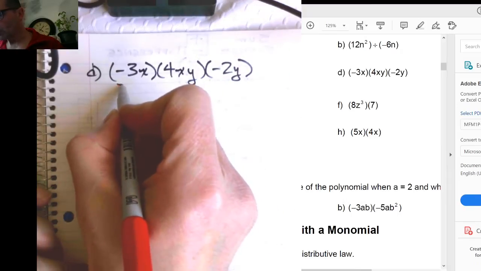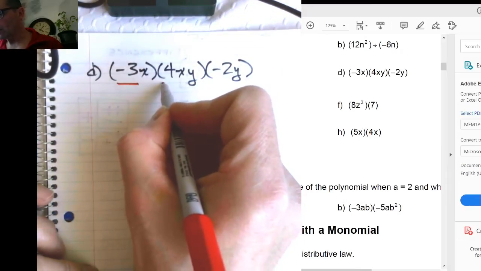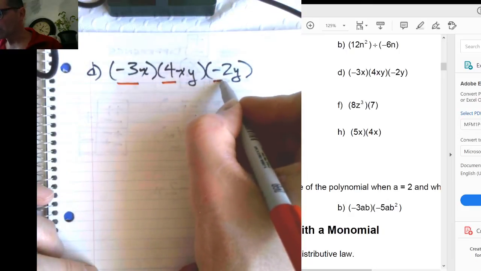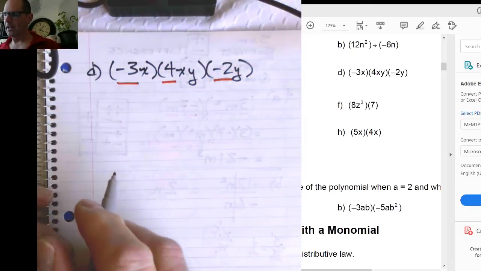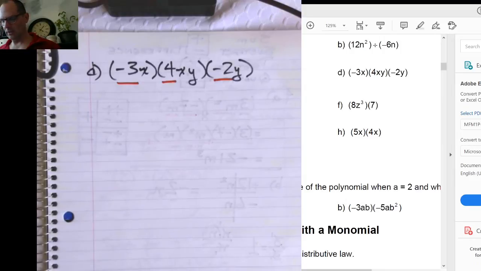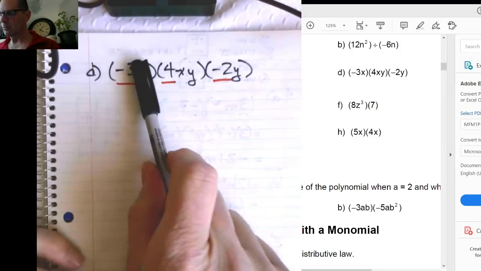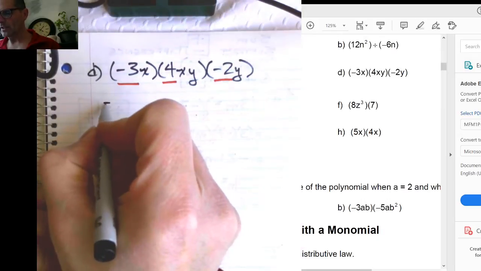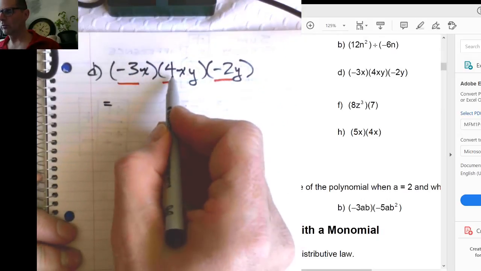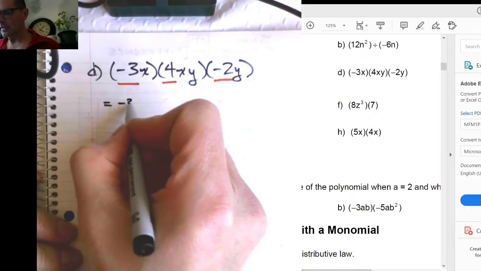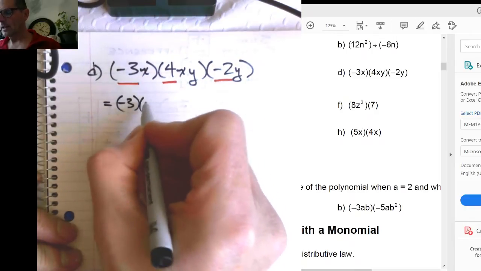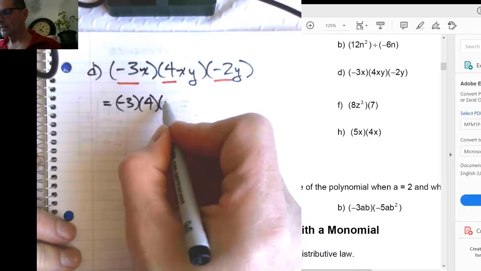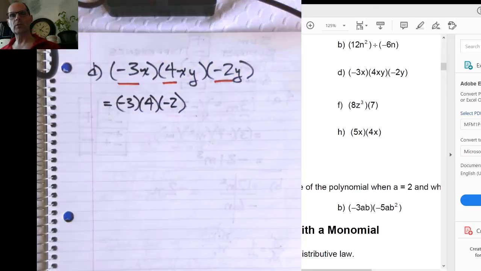Like we did before, I'm going to look at the number parts, or just the numeric coefficient parts of all of these, and I'm going to write all of those together out in front, because this is all being multiplied together, which is what's happening right now, but we need to simplify it. So we group all the numerical coefficient values together. So this is like negative 3 times the 4 times the negative 2. I'm putting all those numbers out in front in my next step.